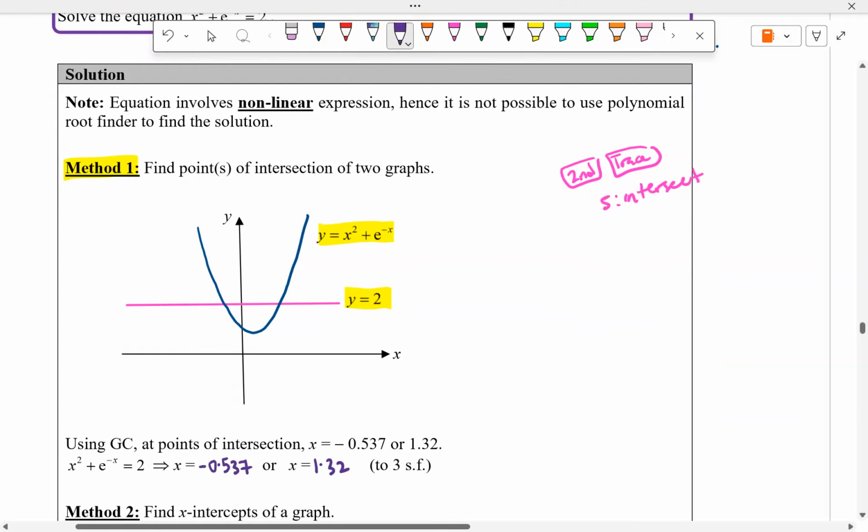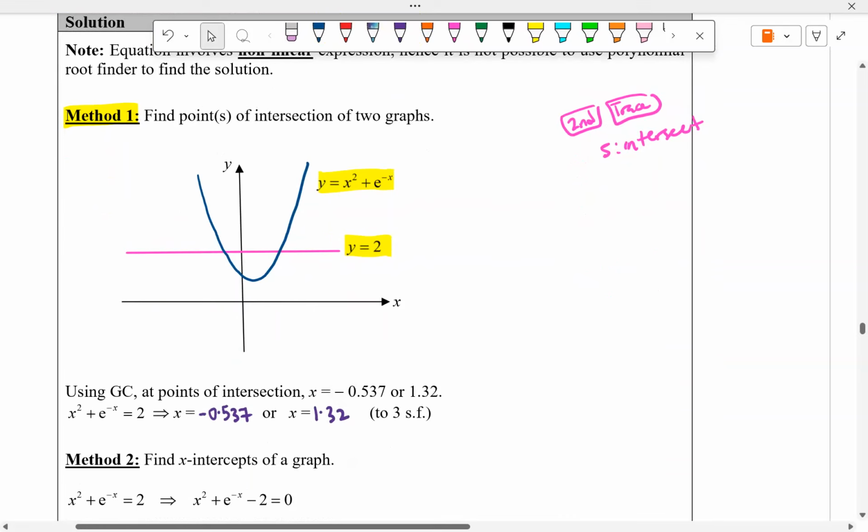Repeat the procedure of finding the intersections between the two graphs. Go and find for me what are the x coordinates for these 2 points of intersection. If you have done it accurately using your GC, this point here is negative 0.537, and this point of intersection over here, the x coordinate is 1.32.